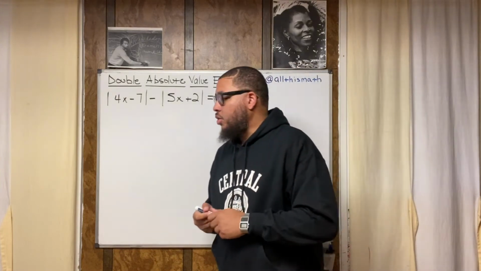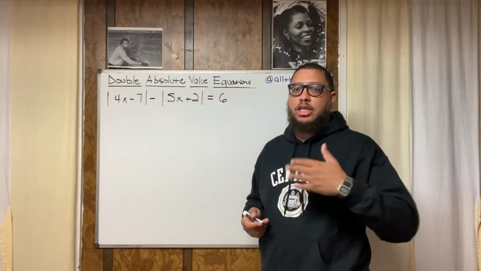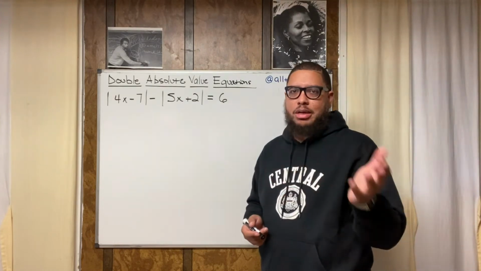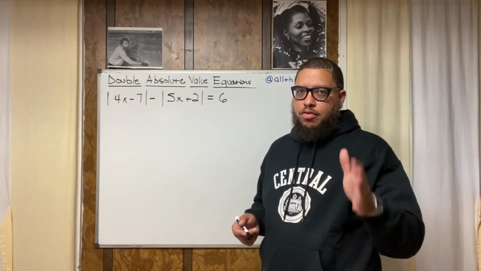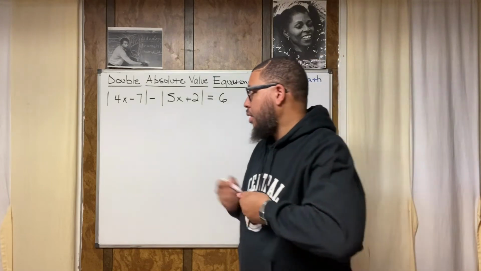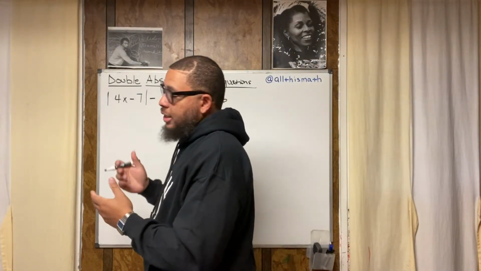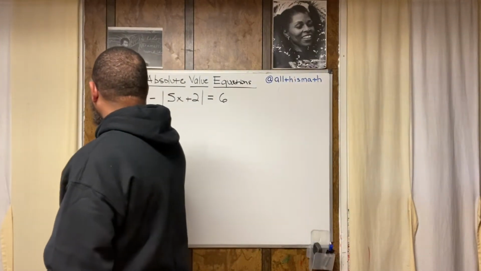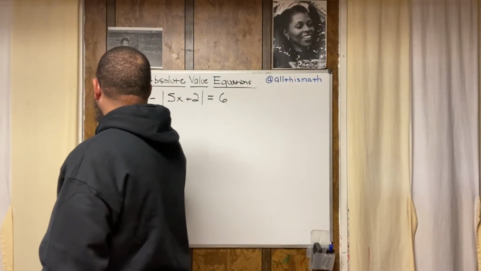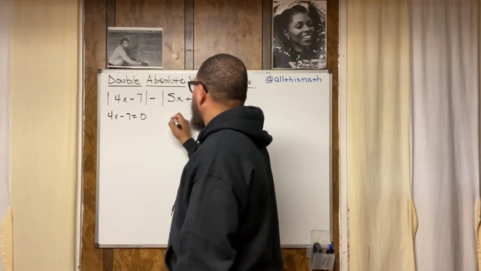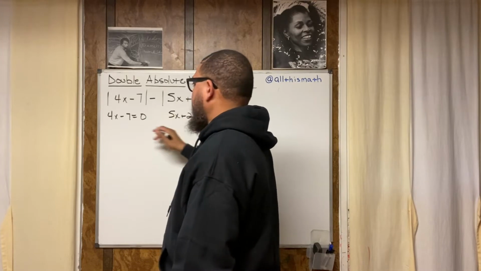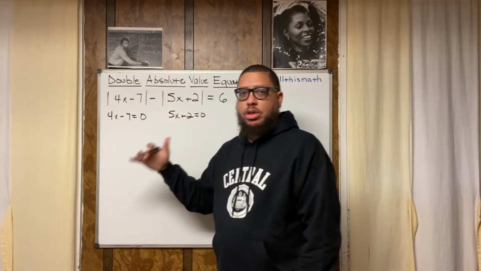So let's just do the algebra and figure out what these turning points are, because that's going to be our first step. In your notes, I suggest you write this down. Step 1, find the turning points. Some people call them breaking points, but I call them turning points. So you take the expression within each absolute value: 4x minus 7 equals 0, and 5x plus 2 equals 0. And with simple algebra, you solve for x.